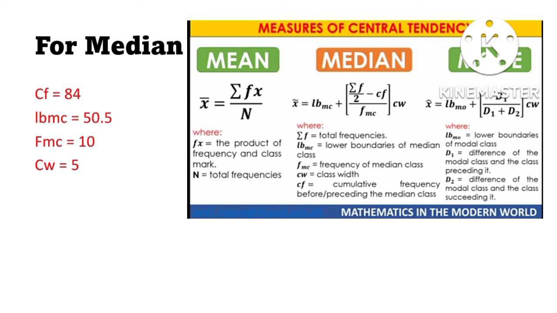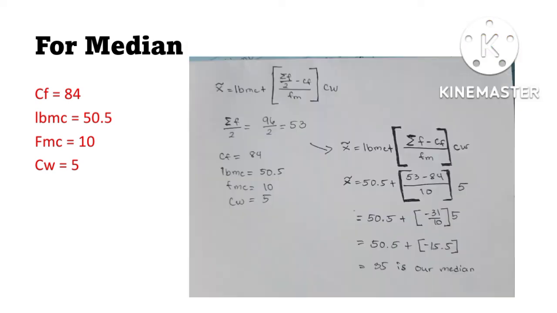So how will we find the median class through this formula? Of course, we will substitute into the formula. The summation of F, or the total frequency, is 96. But since we divide it by 2, 96 divided by 2 is equal to 48. For LB sub MC, which is the lower boundary, since 53 is in our median class, our lower boundary will be 50.5. For F sub MC, which is the frequency of the median class, it is 10.